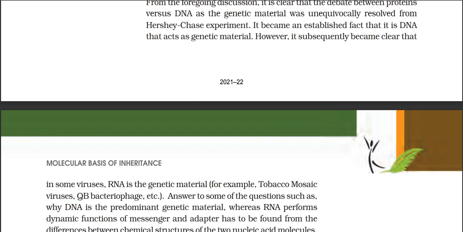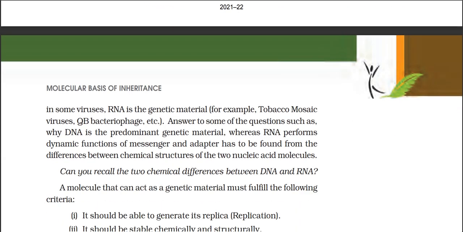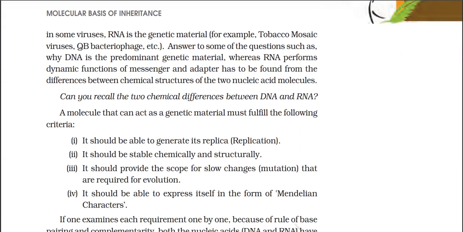However, it subsequently became clear that in some viruses, RNA is the genetic material, for example, tobacco mosaic virus, QB bacteriophage, etc. Answers to some of the questions, such as why DNA is the predominant genetic material, whereas RNA performs dynamic functions of messenger and adapter, have to be found from the differences between chemical structures of the two nucleic acid molecules. Can you recall the two chemical differences between DNA and RNA?